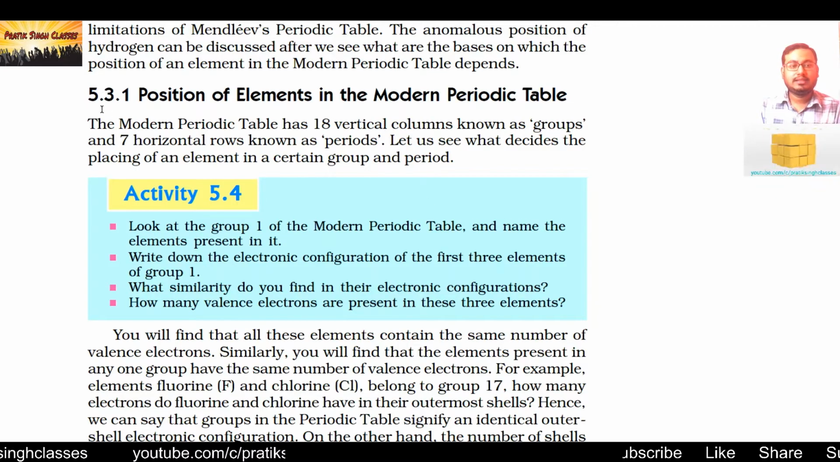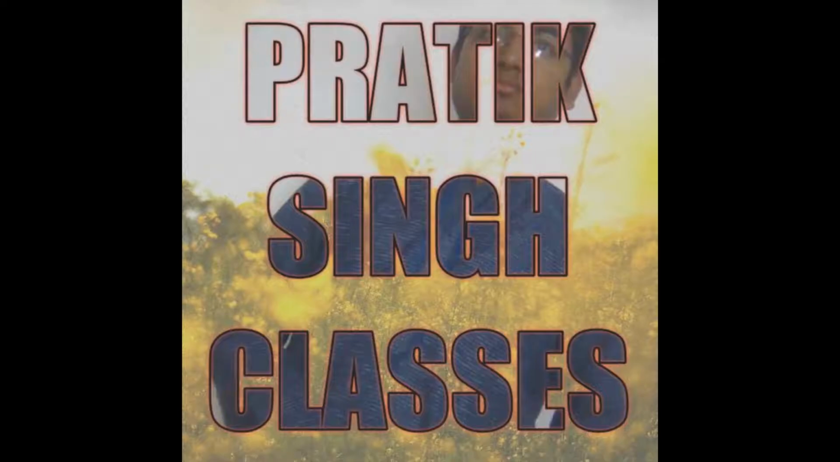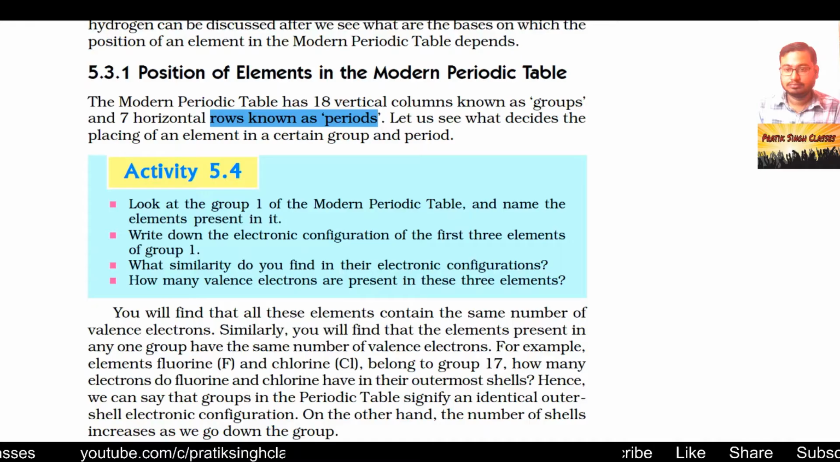That is section 5.3.1, position of elements in the modern periodic table. The modern periodic table has 18 vertical columns known as groups and 7 horizontal rows known as periods. So let us see how it is given in the modern periodic table.